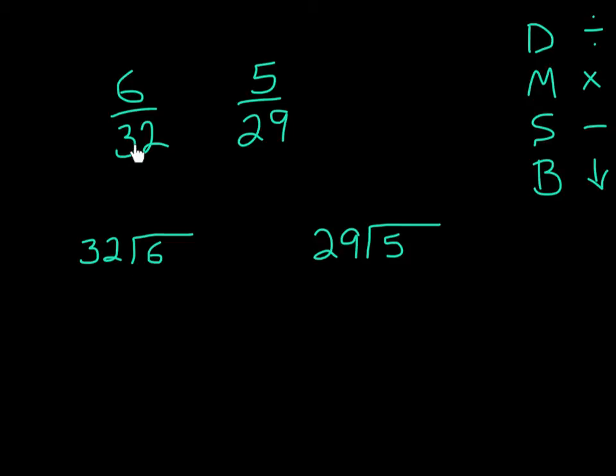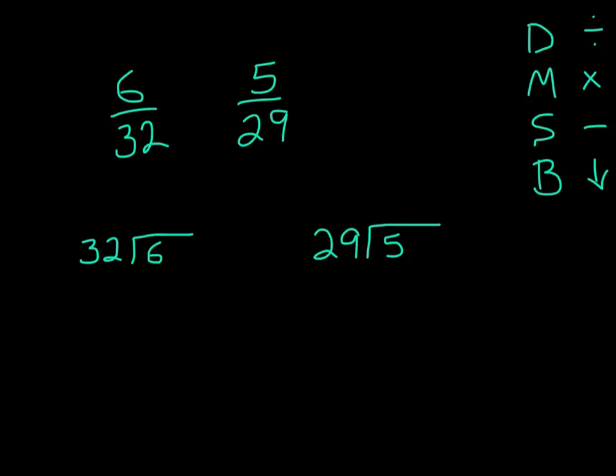Now the key with these is you want to make sure that you set up your problem correctly. Here I have 6 divided by 32. I'm taking 6 wholes and dividing them into 32 groups. If I flip-flop this, I'm going to get a decimal that is more than a whole number, so it would actually be 5 point something or 5 with a remainder. I know that 6/32 is worth less than 1 whole, so it's got to be a decimal. So I need to set it up this way.